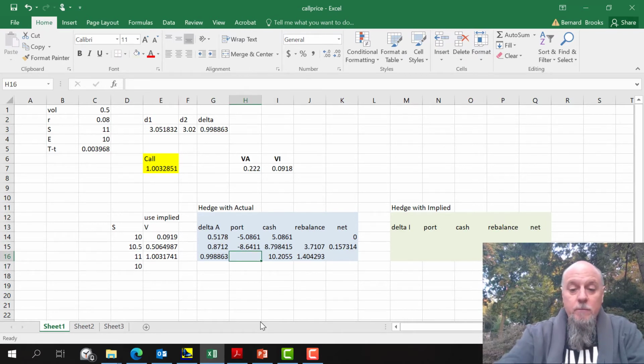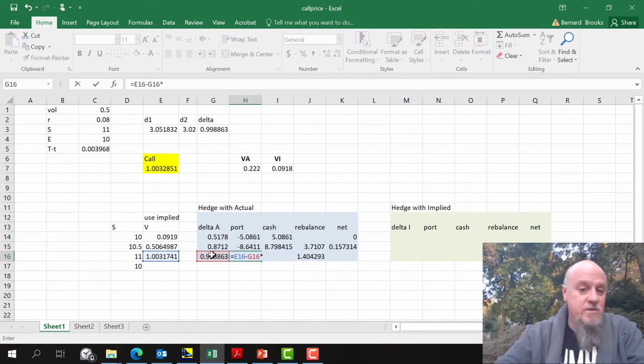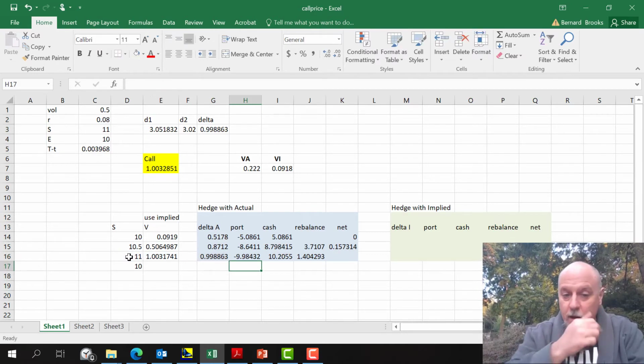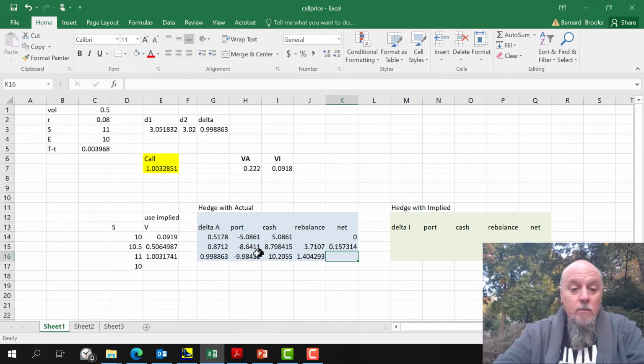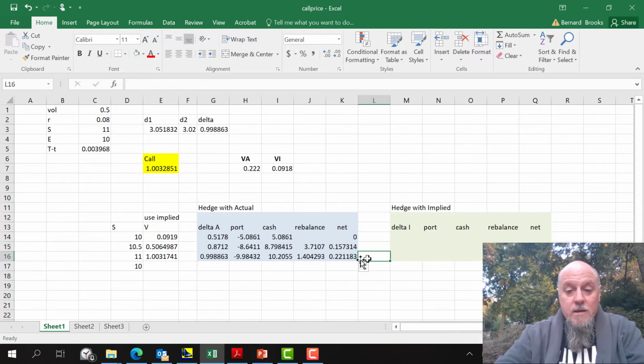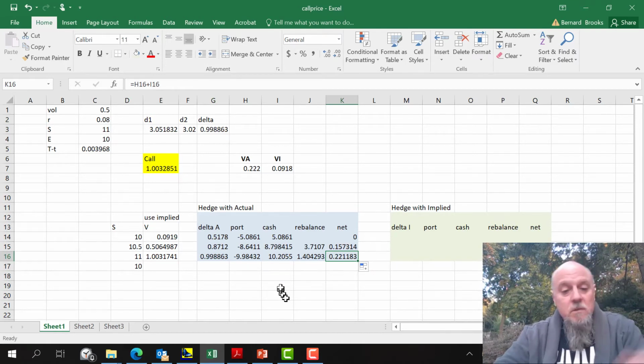What's my portfolio worth? Well, I own that option, and I've shorted this amount, this delta, of an $11 stock. So my portfolio is worth negative 9.98. But this is how much cash I have. So the net is equal to portfolio plus cash. Now I'm up to 22 cents. Nice. So let's do the last day then.